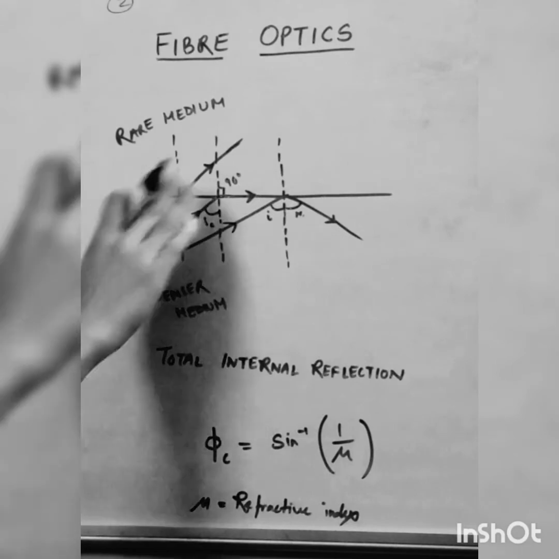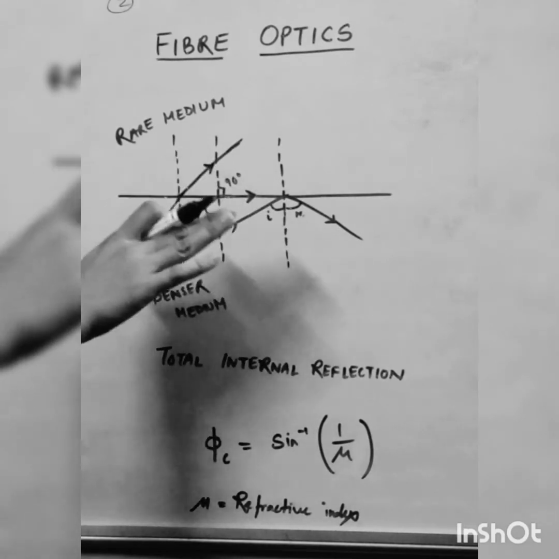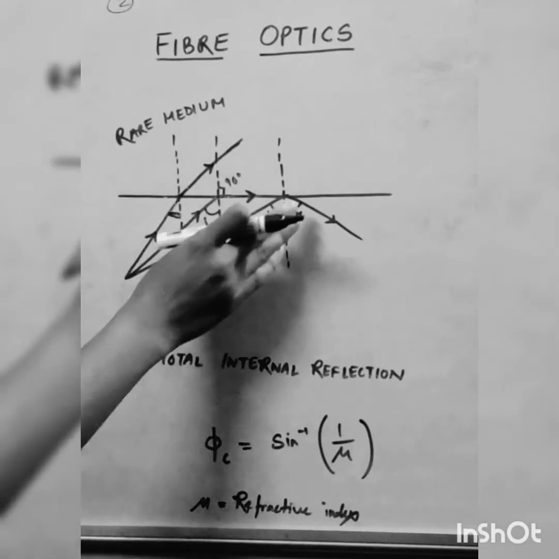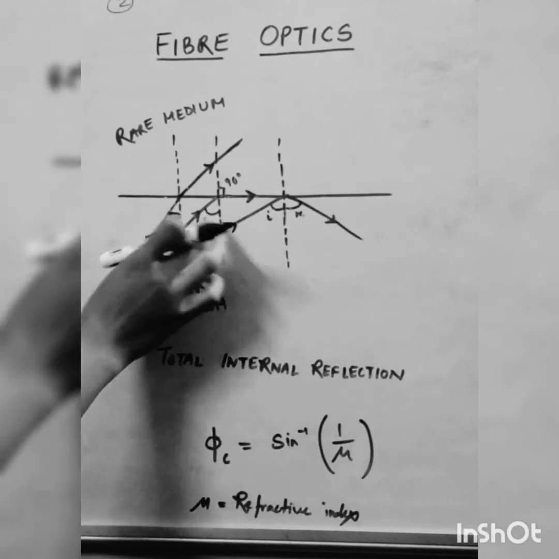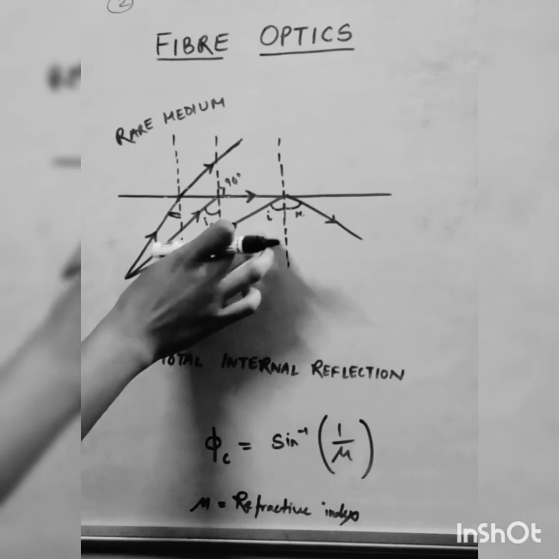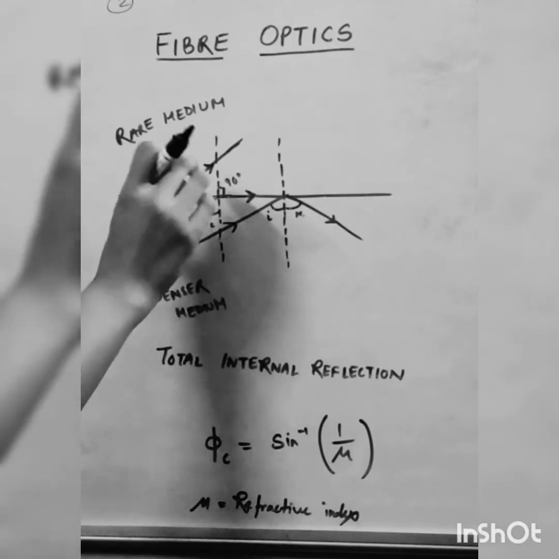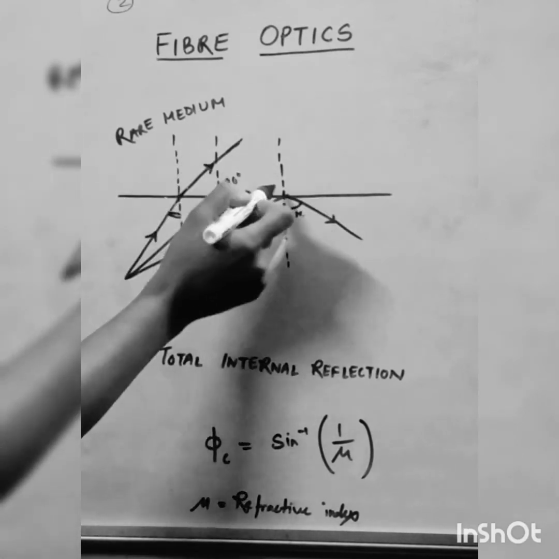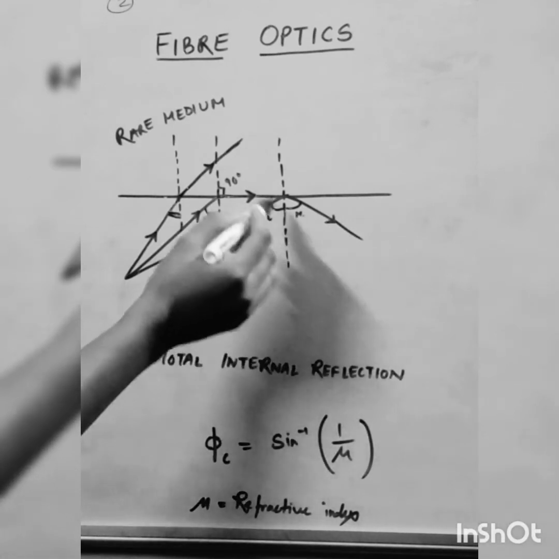Now if we keep on increasing the incident angle, and if we increase the incident angle more than the critical angle, then what will happen? Then the refracted light will reflect back into the denser medium itself.